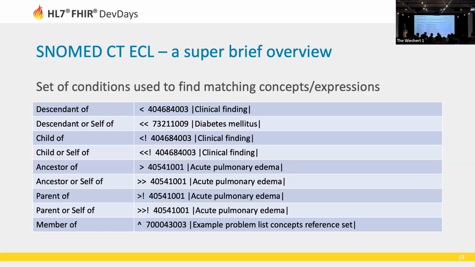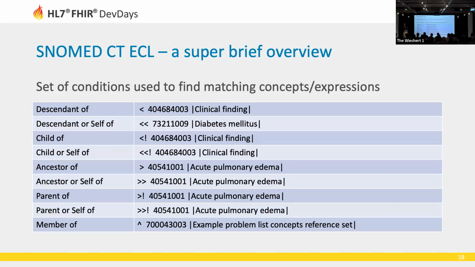So a really, really brief overview of ECL, because it's a pretty big topic in and of itself. Essentially, it is a way of describing a set of conditions for matching concepts against, that then get included in a set. So there are examples here, like descendant. On the right-hand side are examples of these. So all descendants of clinical finding, or you can say descendants and self, so that would be all descendants of diabetes mellitus, including diabetes mellitus, the concept itself.